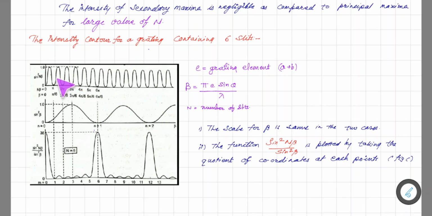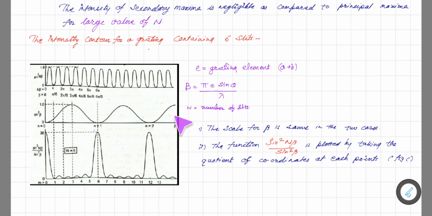Now these are three graphs. The first graph below shows sine square N beta against beta. Then another graph shows sine square beta against beta, and here the interference contour is shown. It will be seen that the quotient at points where beta is equal to 0, plus or minus pi, plus or minus 2 pi, etc.